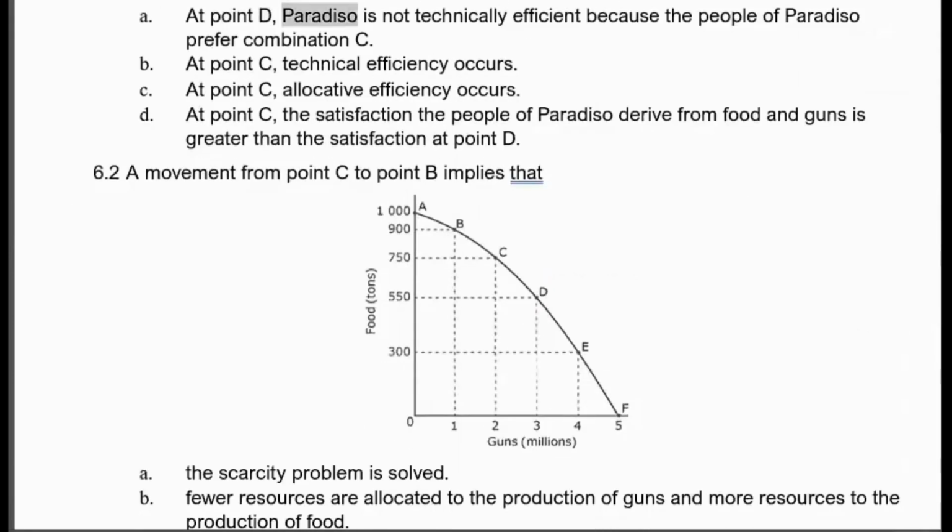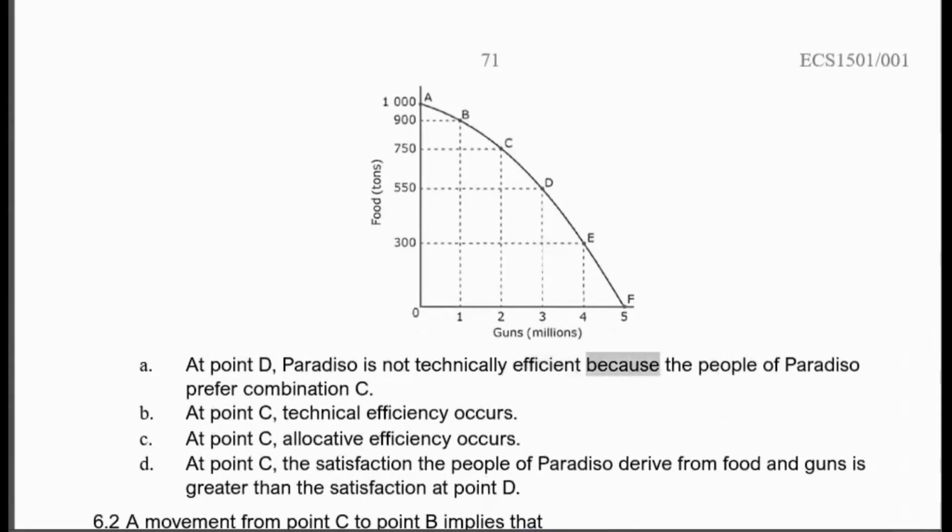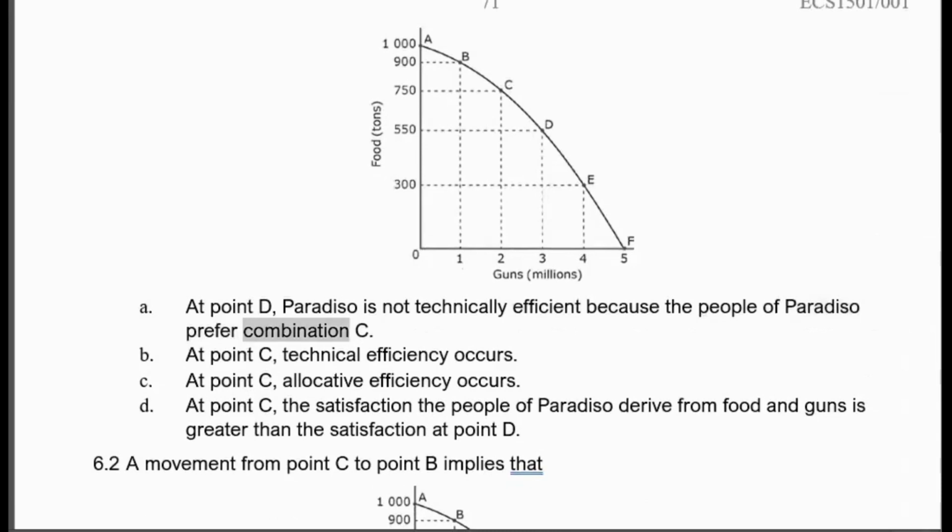At point D, Paradiso is not technically efficient because the people of Paradiso prefer combination C. At point C, technical efficiency occurs. At point C, allocative efficiency occurs. At point C, the satisfaction the people of Paradiso derive from food and guns is greater than the satisfaction at point D.